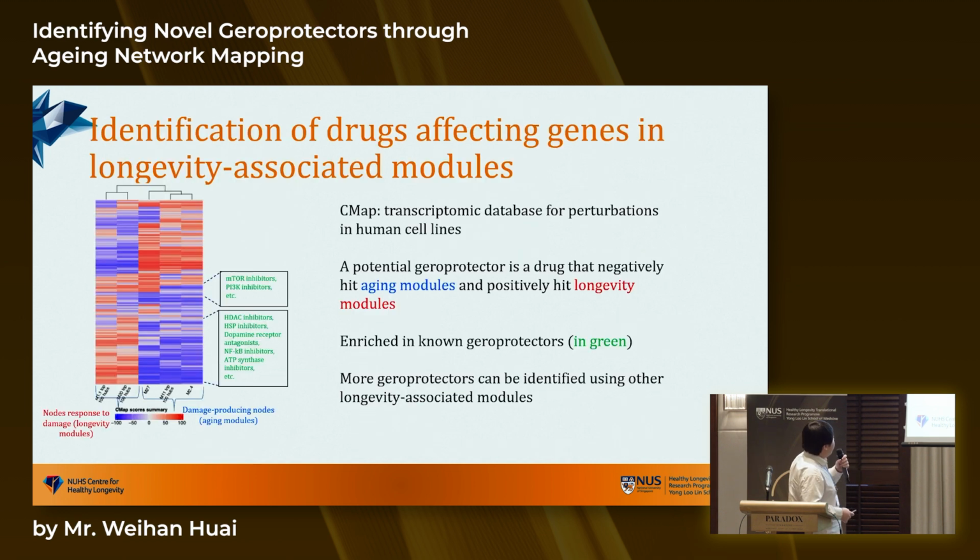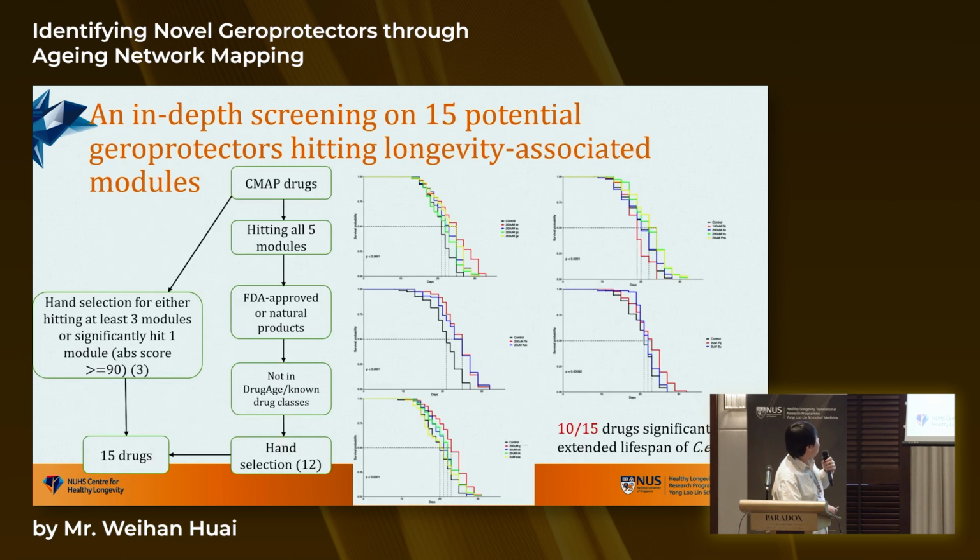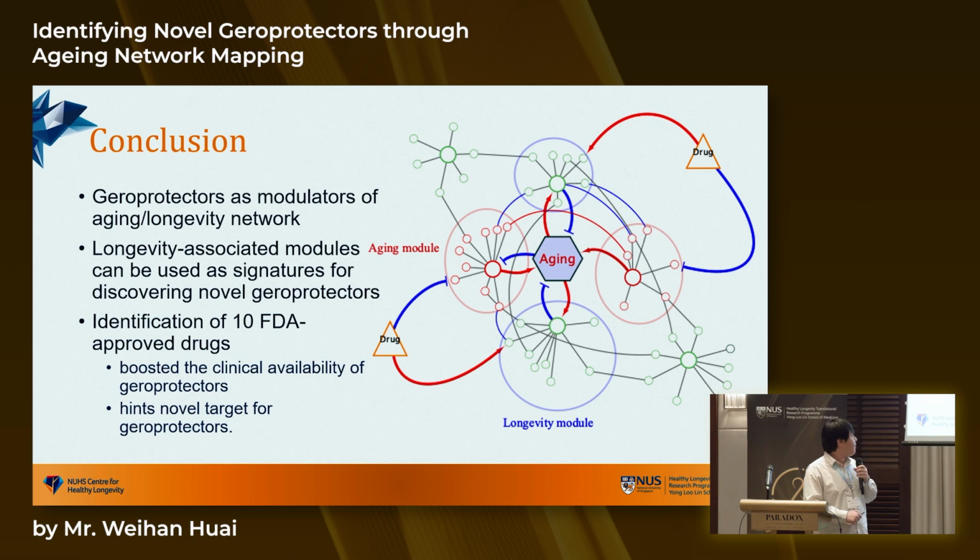So when we query these modules with CMAP, what we can clearly see is that there are drugs that actually activate these longevity modules while suppressing these aging modules. So these modules actually have a lot of known classes of geroprotectors, such as HDAC inhibitors and HSP inhibitors. And then basically what we do next is an in-depth screening of 15 potential geroprotectors, and we found that 10 out of 15 can significantly extend the lifespan of C. elegans. And this is the conclusion, and that's all.